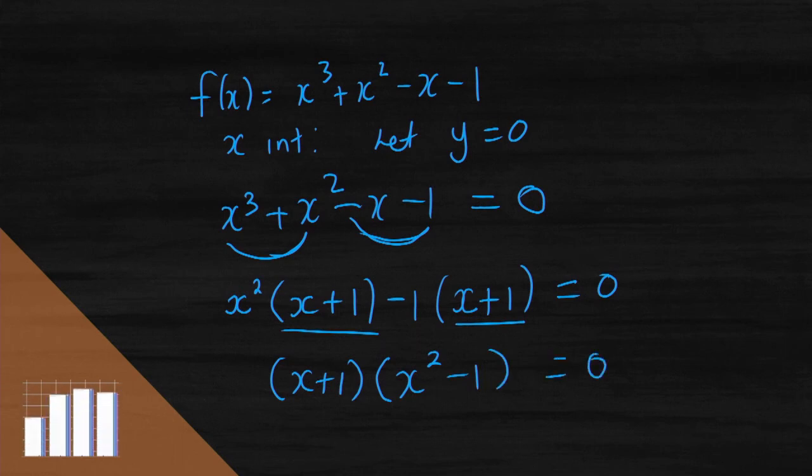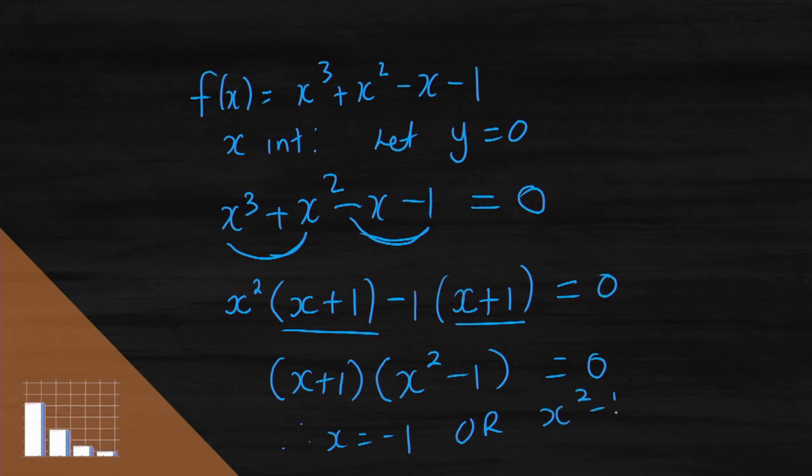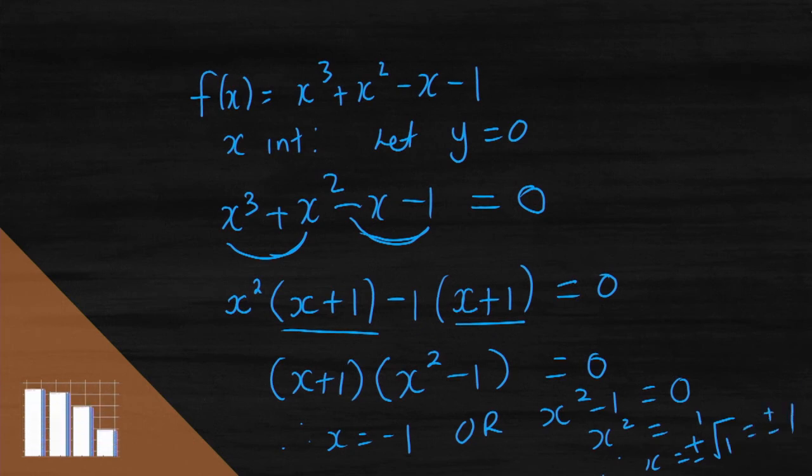So therefore, if we let each bracket equal 0, we get x is equal to negative 1 from the first bracket. Or we're going to say x squared minus 1 is equal to 0. So you can factorize that doing difference of squares and then solve. Or we can say x squared is equal to 1. Therefore, x is equal to plus or minus the square root of 1, which would just be plus or minus 1.